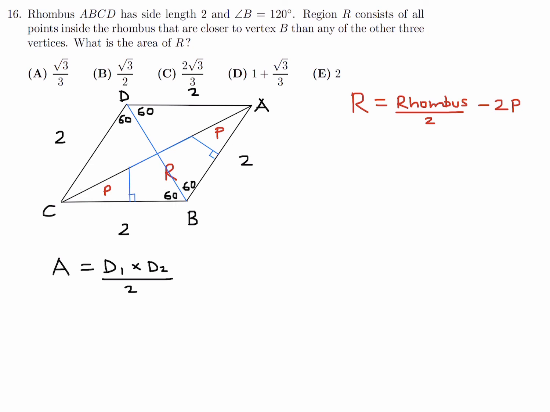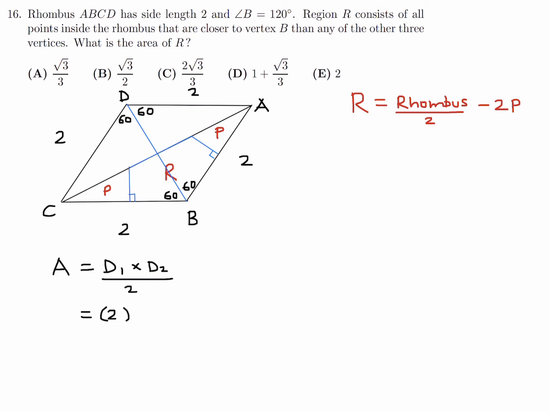So that's an equilateral triangle. So that means this side is equal to 2. So I can just call that D1. So that immediately I figured out is 2. Now I have to figure out this D2.